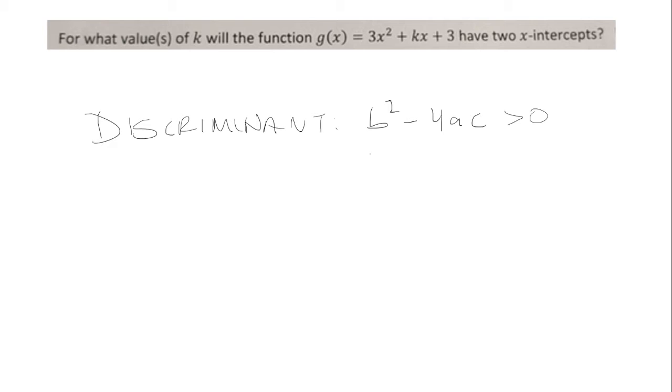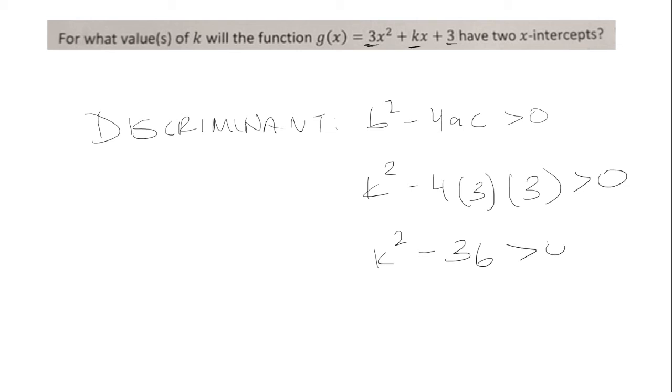So let's see what we have. B is the coefficient of x, which here is k. A is the coefficient of x squared, which is 3. And c is the constant outside, so that's also 3. So now we simplify. We have k squared minus 36 is greater than 0.